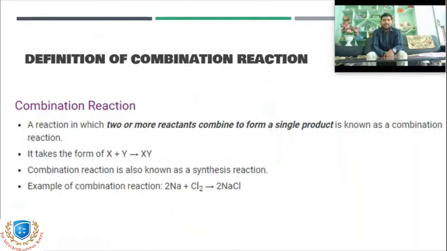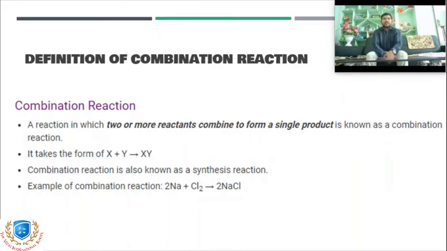Chemical combination reaction means those reactions in which two or more substances combine together to form a single compound. Once again, I will repeat the definition: those reactions in which two or more substances combine together to form a single compound are called chemical combination reactions. I will give you examples one by one. Please remember all these examples.